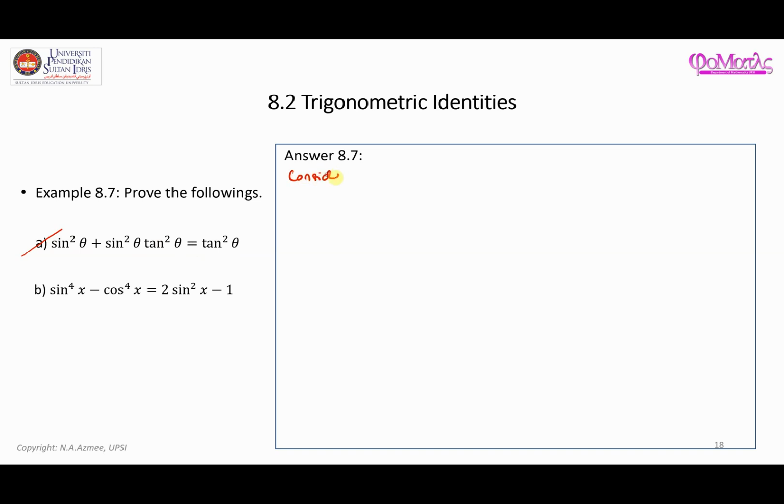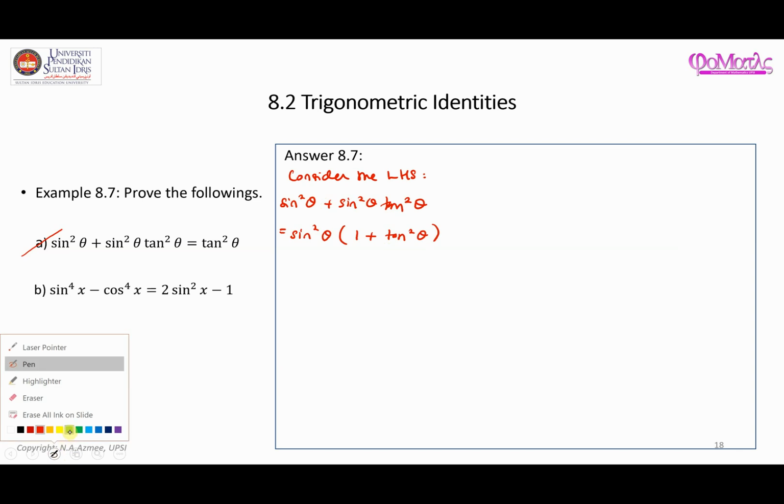So consider the left hand side, where I have sine squared theta plus sine squared theta tangent squared theta. Based on this expression, I know that I can factor sine squared theta out. So that will be sine squared theta times 1 plus tangent squared theta. Basically, I just factored out the common term that you have.